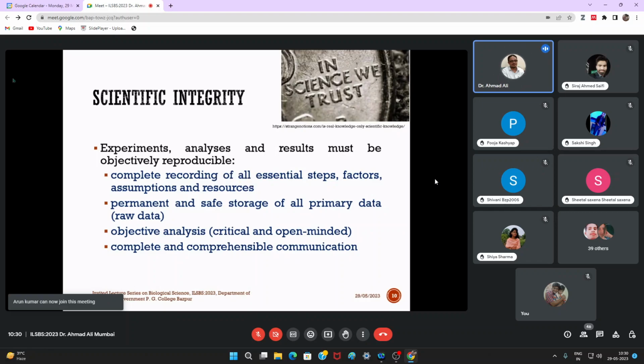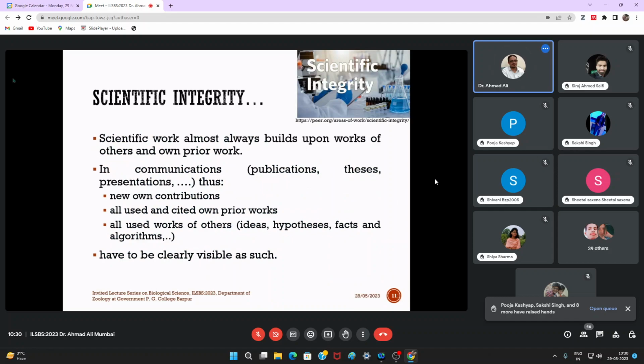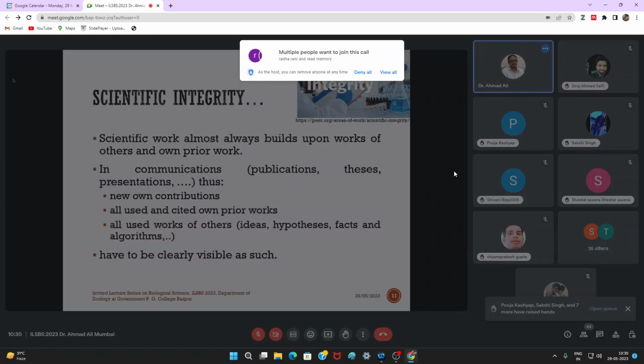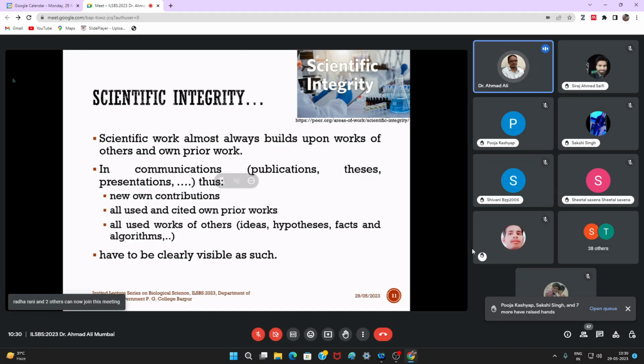Complete and comprehensible communication. Whatever you get, you write a proper discussion and communicate it. You cannot conceal something, you cannot hide some facts. So this is the maintenance of scientific integrity and its significance. Scientific work almost always builds upon works of others and own prior work. That's why we say that literature review is the backbone of research, because a thorough literature review will lead you to a very good problem. Identification of a good problem is the prerequisite for a good research work.